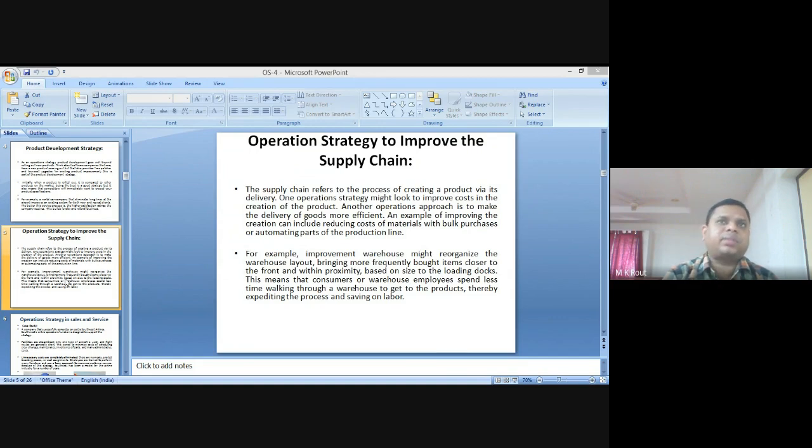Similarly, if you go for assembly lines or production lines, most of the companies, starting from BMW, Audi, Tata, and Mahindra, are using automated parts for their production lines. So this type of strategy will improve your supply chain productivity. The next one is, for example, of improvement, a warehouse might reorganize its warehouse layout. Suppose you want to increase the efficiency of a particular warehouse. That means you directly focus on the warehouse layout. The next part is bringing more frequently bought items closer to the front.